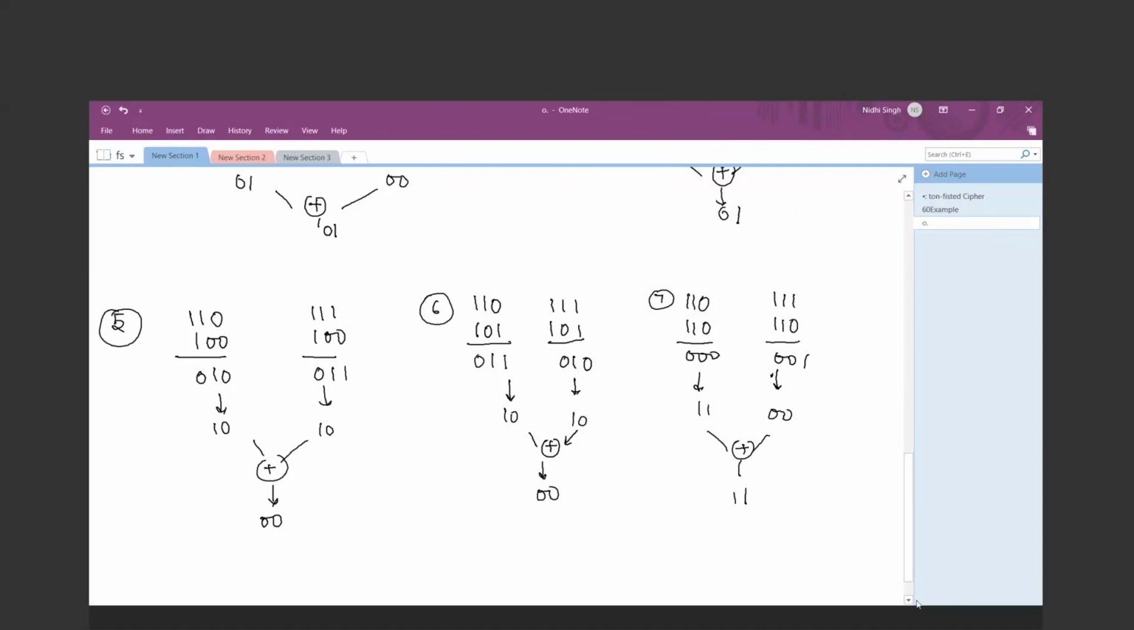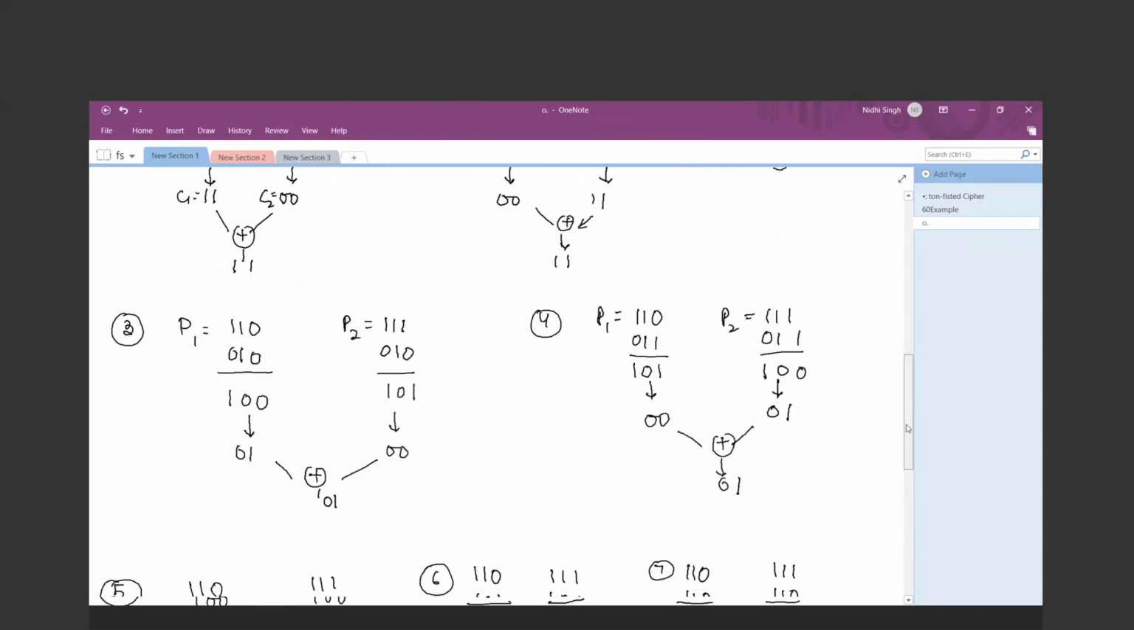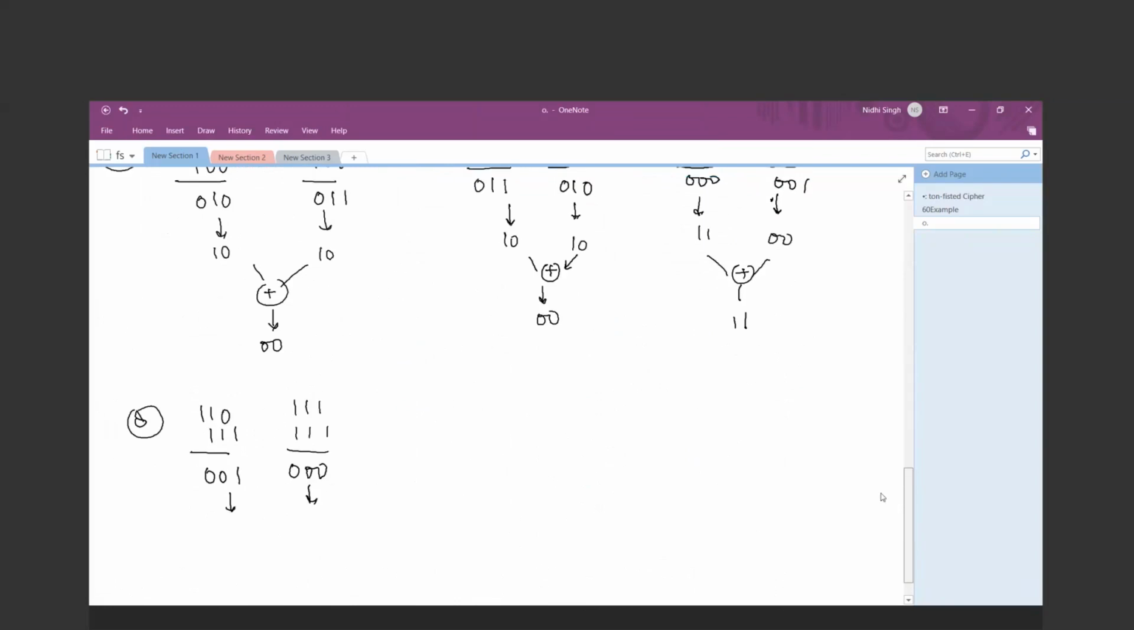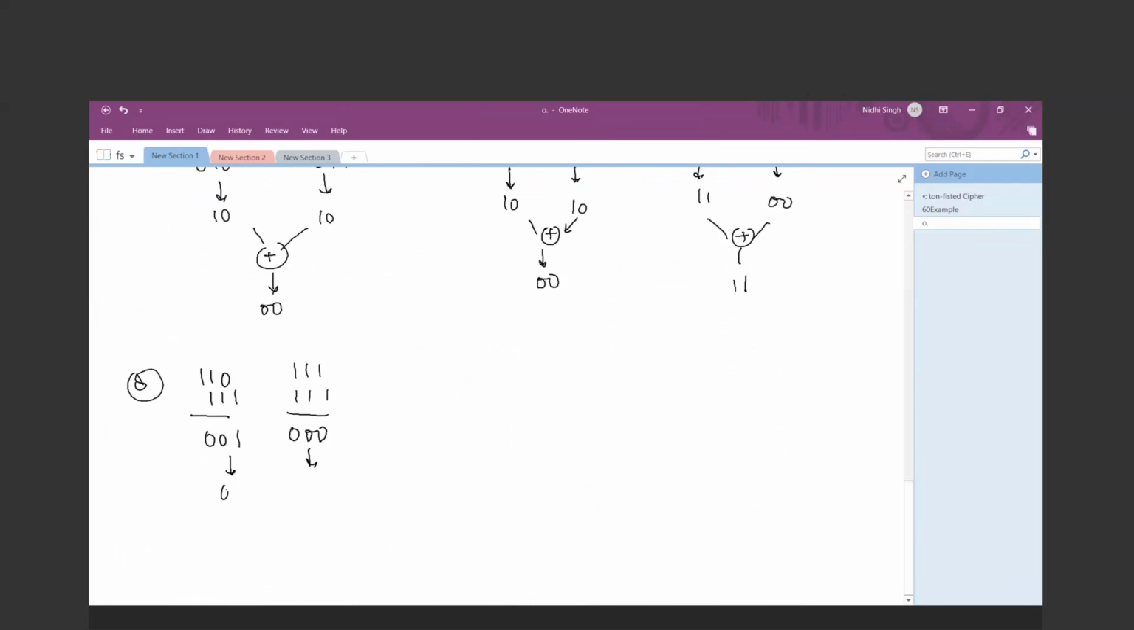Now the last one, the last key is 111. So 110 and 111, 111 and 111. So it is 000, 001, 000. So according to 001, what is my text in the S box table? For 001 it is 00 and for 000 it is 11. So it will be 00 and 11 and performing the XOR, the output will be 11.